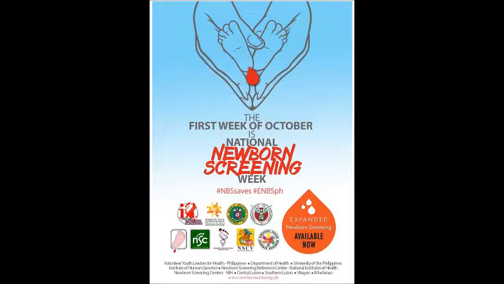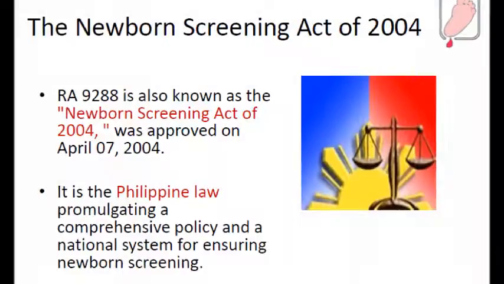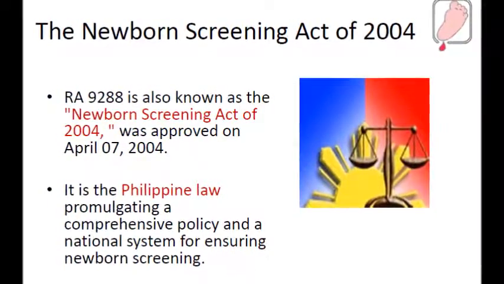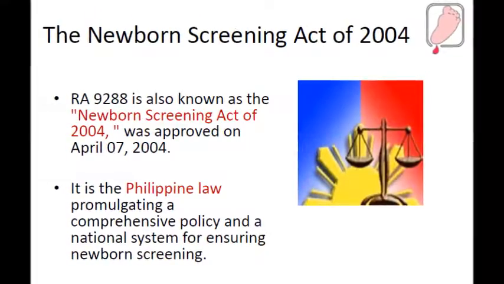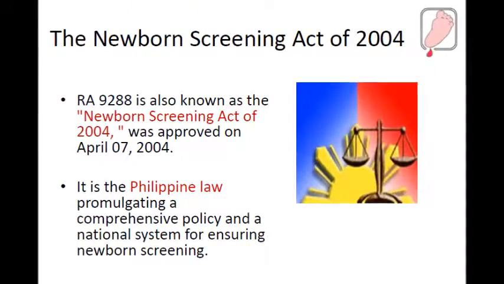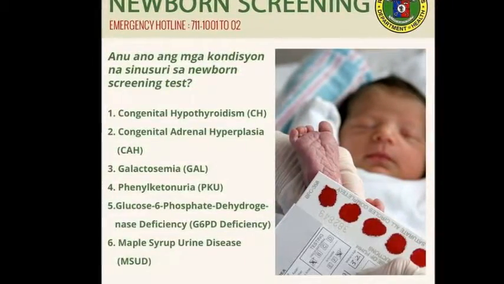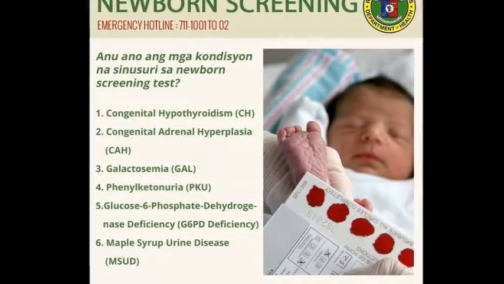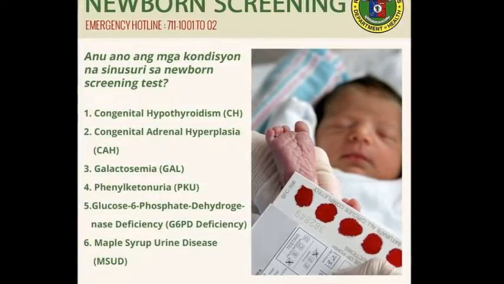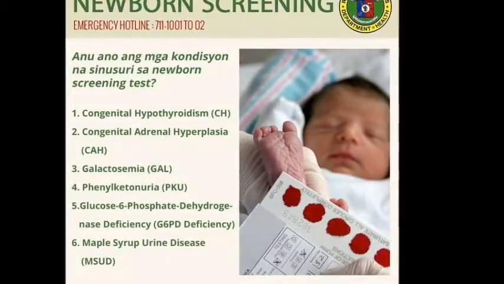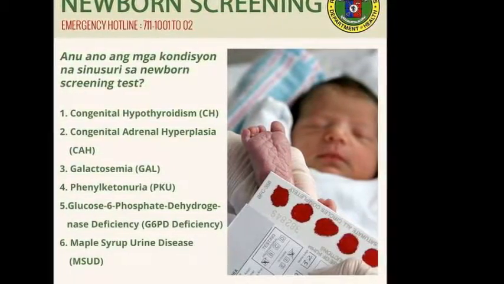Newborn screening is a simple procedure to find out if your baby has a congenital metabolic disorder that may lead to mental retardation or even death if left untreated. The Newborn Screening Act of 2004 promulgates a comprehensive policy and a national system for ensuring newborn screening. Aside from G6PD, several tests are done for newborn screening: congenital hypothyroidism, congenital adrenal hyperplasia, galactosemia, phenylketonuria, and maple syrup urine disease.